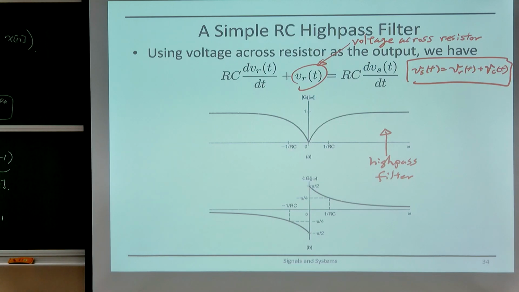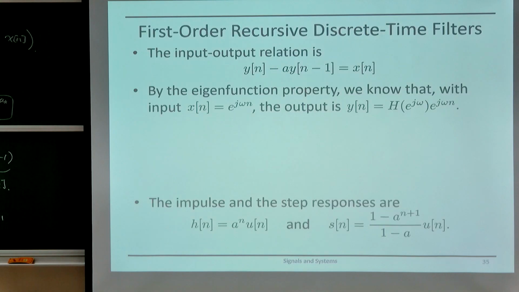All right, so here I have one more example. The insights are more or less the same, but this is just to give one more example of the case in discrete time, okay? So here the system we're looking at is described by this difference equation, y[n] minus a y[n minus 1] equal to the input x[n], okay? So again, by the eigenfunction property, we know that if we plug in a complex exponential at the input, the output should be the same complex exponential scaled by this frequency response H, okay?